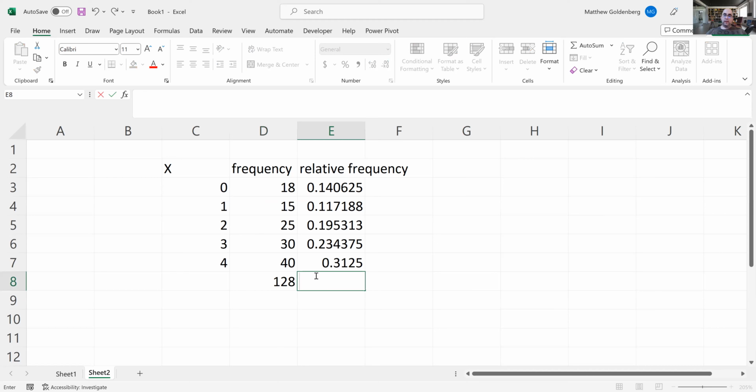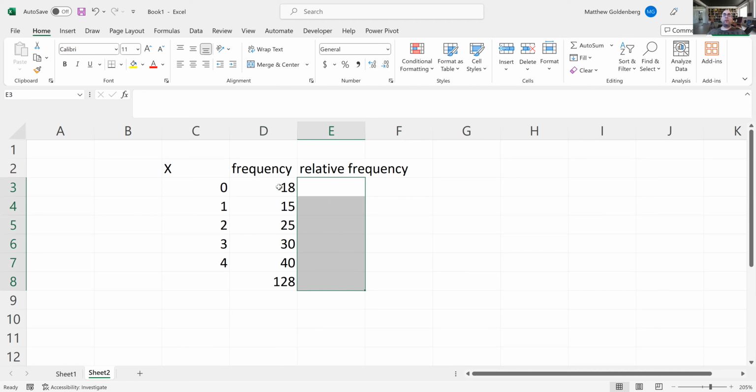Instead of relative frequency, I'm going to actually remove this, and I'm going to write the fraction. Remember we did frequency divided by the total to get relative frequency? So this cell is really 18 divided by 128.